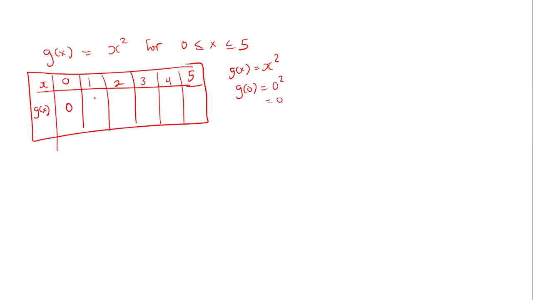So here you have 0. When you put in 1, you'll have 1. You put in 2, you'll have 4. You put in the other one, you'll have 9. You'll have 16, and you'll have 25. You just substitute your x.